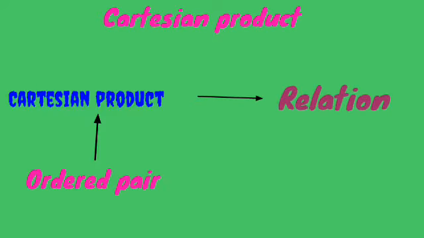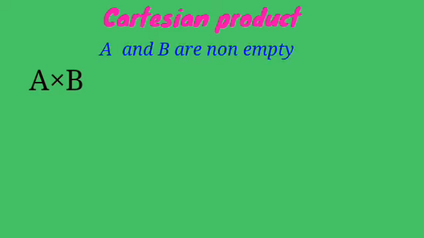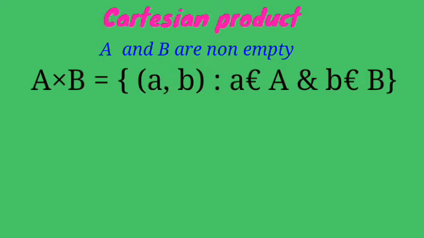Now to talk about the Cartesian product, first of all it's denoted by A cross B. The Cartesian product of two non-empty sets A and B is basically a set which contains all possible ordered pairs (a, b), such that the first element a belongs to the first set A and the second element b belongs to the second set B.